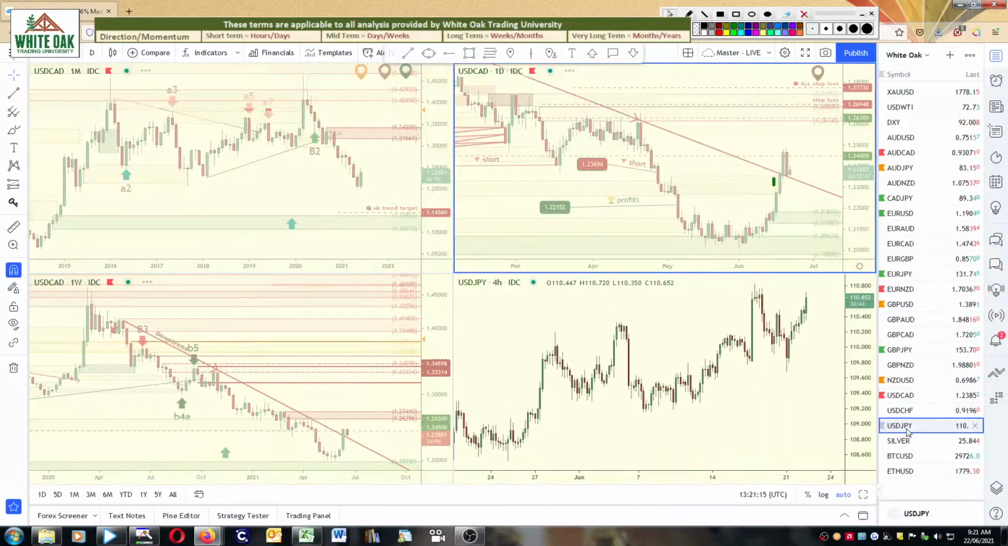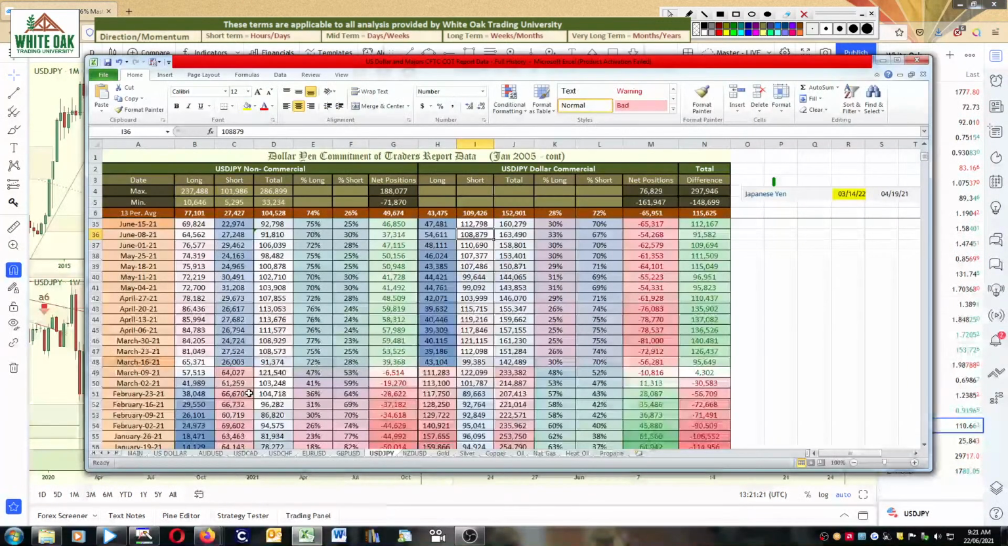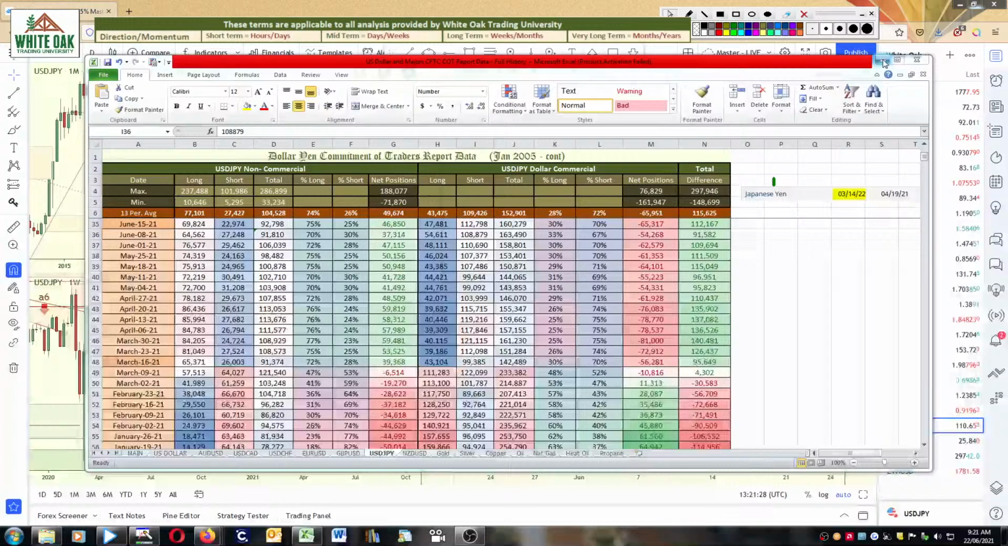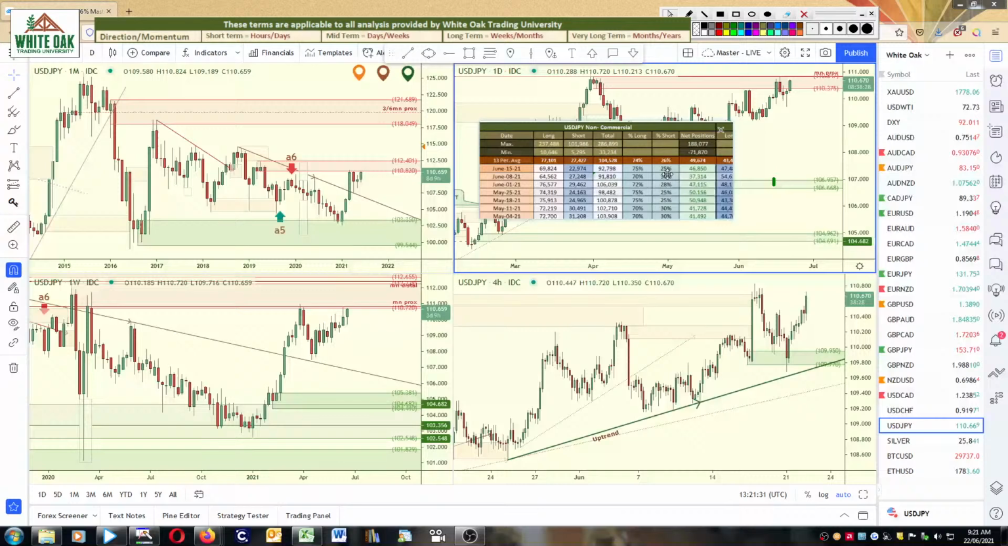Okay, let's take a quick look at the US dollar, Japanese yen. There you go. Let's put that into perspective here. There we go. So again, they were increasing their longs. We see price rallying up. Makes sense. And decreasing their shorts from 27 to 23.